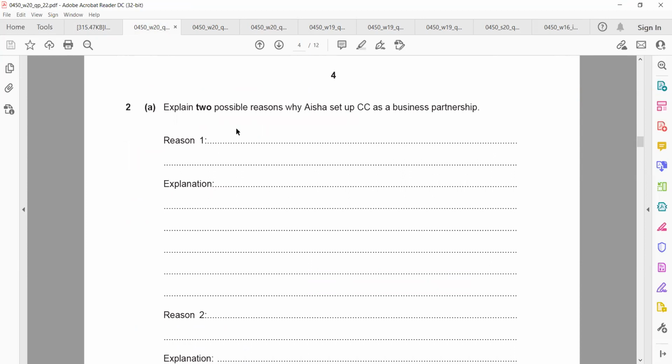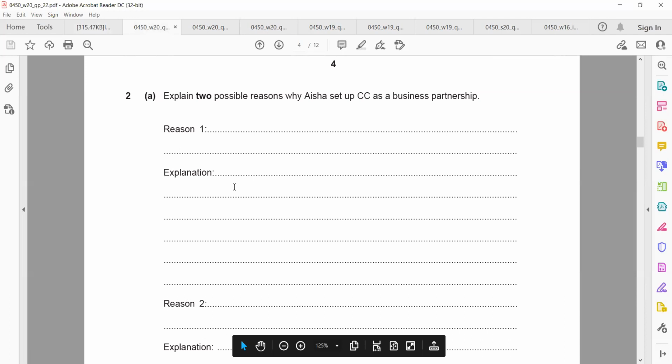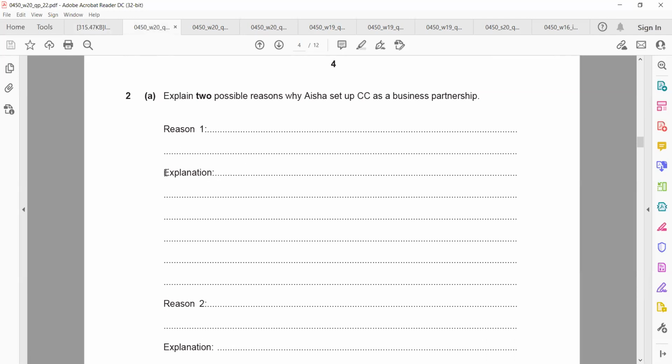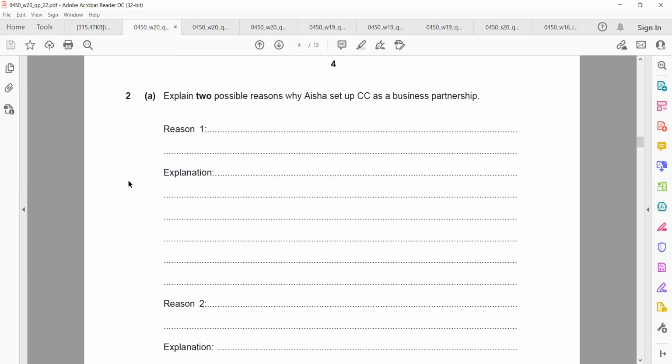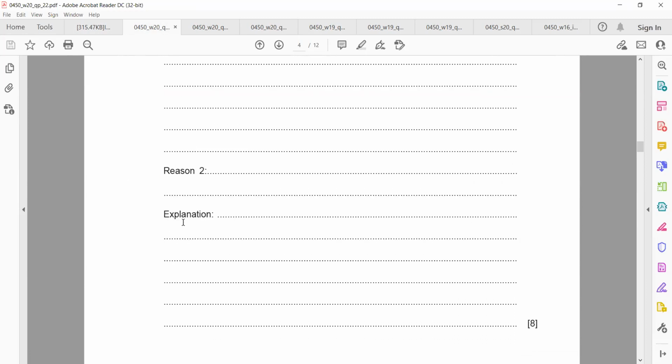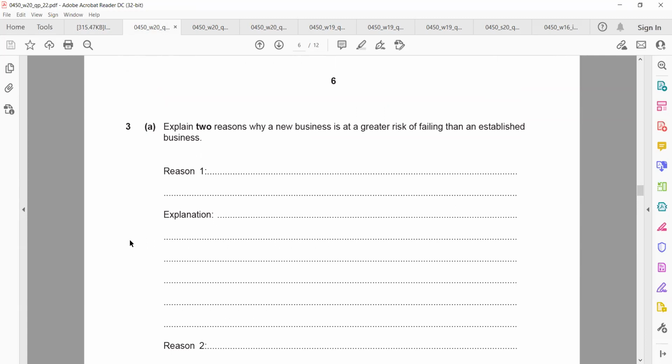This one, explain 2 possible reasons why Aisyah set up CC. Following the first type also. Knowledge in reason 1, knowledge in reason 2. Explanation will include 1 application to analysis. So it doesn't mean that application is less. Application is more, but not all questions require application. 2 reasons again. See, divided into 2.